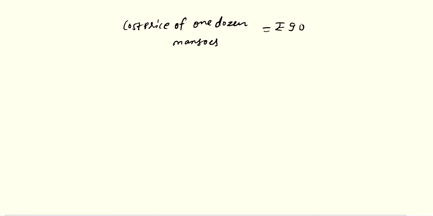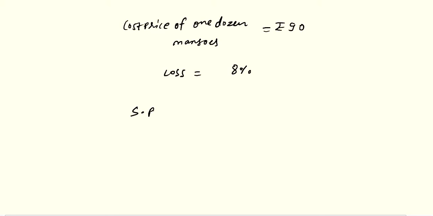Question number 6. A fruit seller bought mangoes at rupee 90 per dozen. So, cost price of 1 dozen mangoes equals rupee 90. Then sold them at a loss of 8%. Now, cost price of 1 dozen mangoes is given to us. Simply we have to find selling price of 1 dozen mangoes.